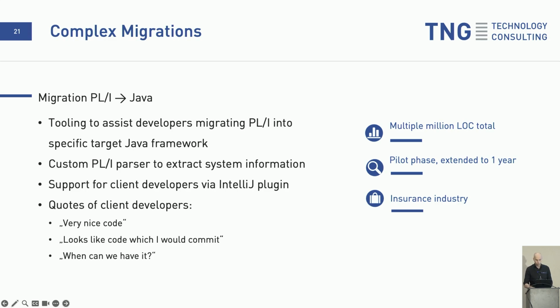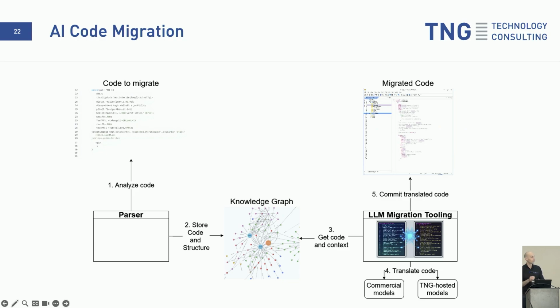And the broad strokes of the approach look like this. So the source code is analyzed by this custom-built parser, and the results of this analysis are put into a knowledge graph, so a graph database. And then this knowledge graph not only reflects the actual code, but also dependencies to other pieces of the code, because, as you might imagine, that's important for the migration. And then for each migration step, LLM tooling pulls the code and information from the knowledge graph, translates it, and commits the translated code. And also already migrated code can be included in the knowledge graph. So dependencies on already translated code are taken into account.